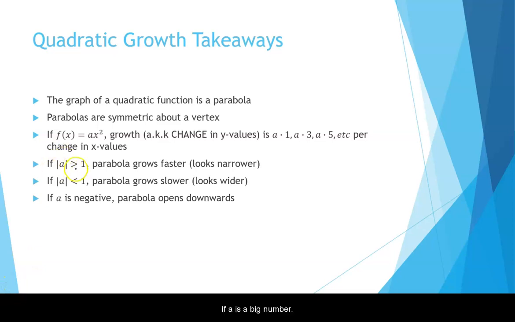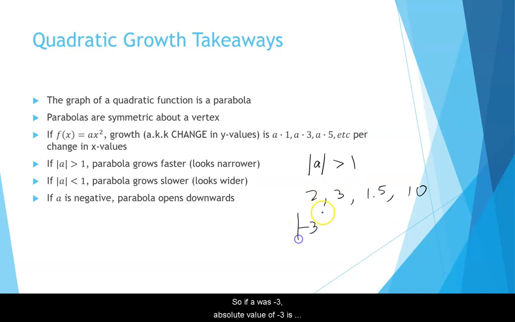If a is a big number, which means anything over 1, the parabola grows faster. It appears to be narrower. So what would make this true? The absolute value of a is greater than 1. So that means if a is 2 or 3 or even 1.5 or 10, the parabola is growing faster. What these absolute value signs mean is that we could also plug in negative numbers there. So if a was -3, the absolute value of -3 is +3. That still is greater than 1. So again, that means the parabola is growing narrower.